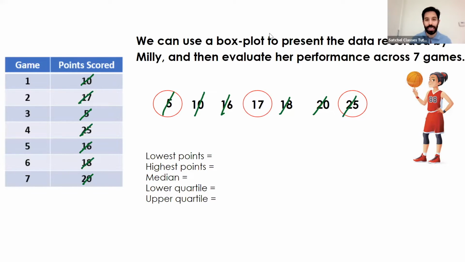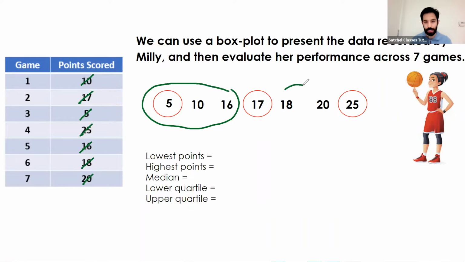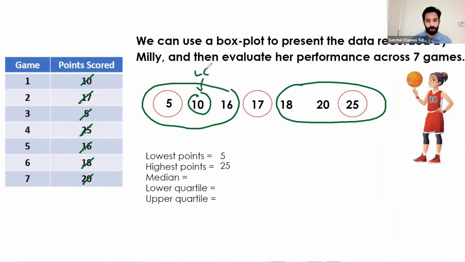And to find the lower quartile, we need the median of the lower half. So in our lower half, we have 3 numbers. So of these 3 numbers, this is the lower half, and this is the upper half. The middle number of the 3 numbers is going to be 10. So 10 is our lowest quartile. And I will just circle this and label it as the LQ.